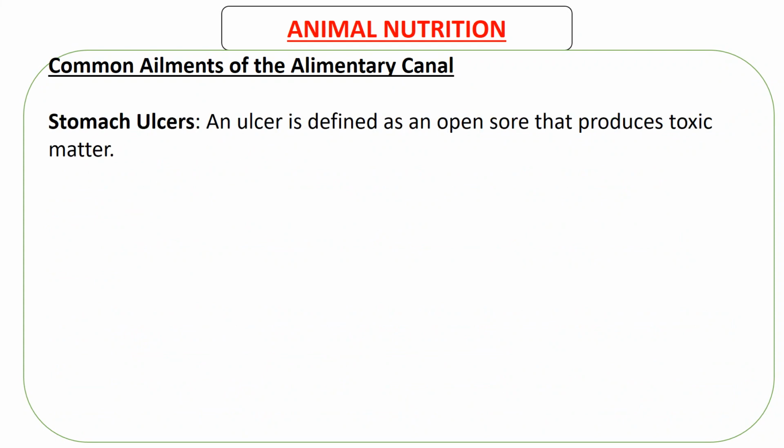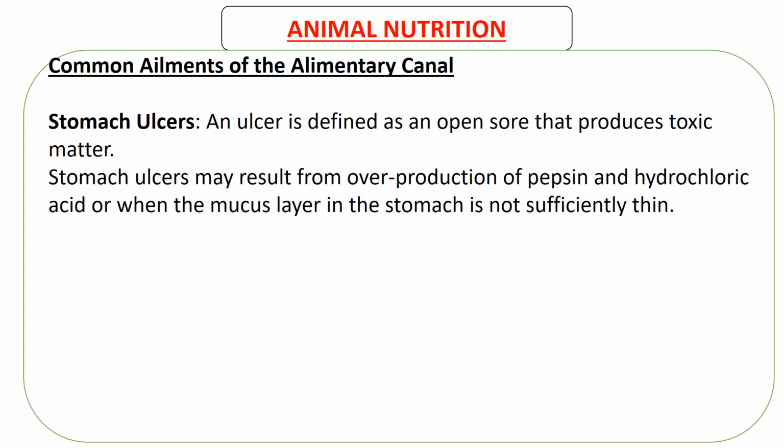The next ones which are common, which most of us know, maybe diarrhea is the most common, are stomach ulcers. An ulcer is defined as an open sore that produces toxic matter. Stomach ulcers may result from overproduction of pepsin and hydrochloric acid, or when the mucus layer in the stomach is not sufficiently thick. So when the hydrochloric acid is secreted in the stomach, if the mucus has not protected the walls of the stomach, this hydrochloric acid can end up hitting into the walls, and therefore you're going to have sores which become ulcers.